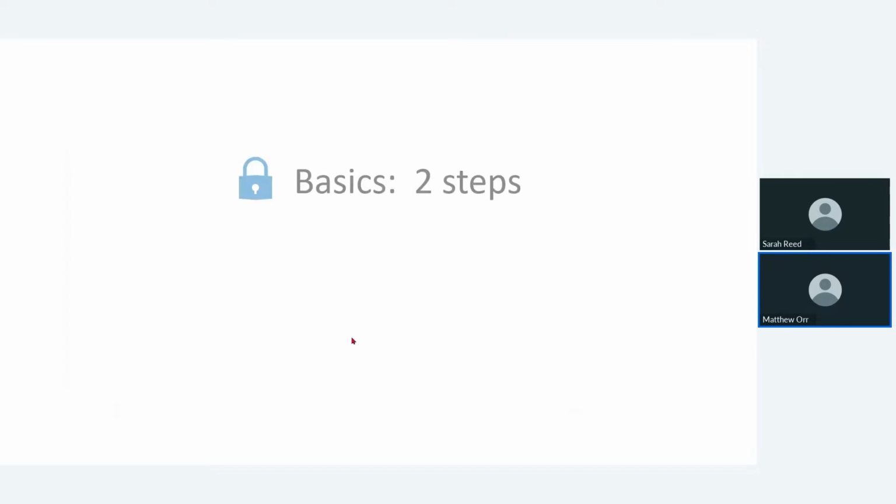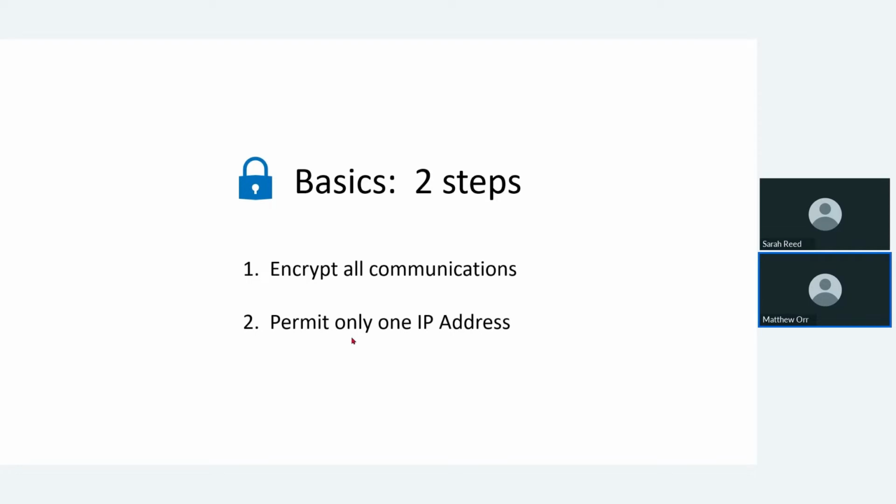All right, so 2 steps to secure the relay. I could go to the next screen and say, this is how you do it, and we'd be done. But we want to encrypt all the communication between those 2 servers, and we want to restrict who can communicate with that relay down to 1 IP address, the IP address of the VoIPTools server.